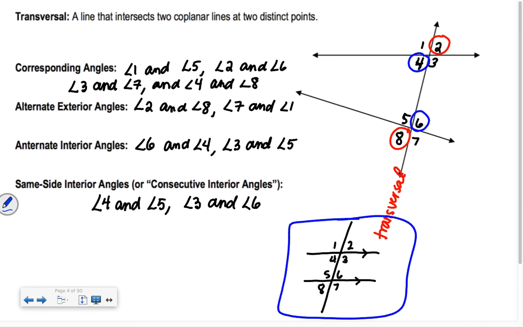So let's start out with the acute ones. What angles are acute, smaller than 90 degrees? Angle 2, 6 works, 8, and 4. Okay, notice how I drew those all with the same marking. Those are actually all going to be congruent if we have parallel lines.